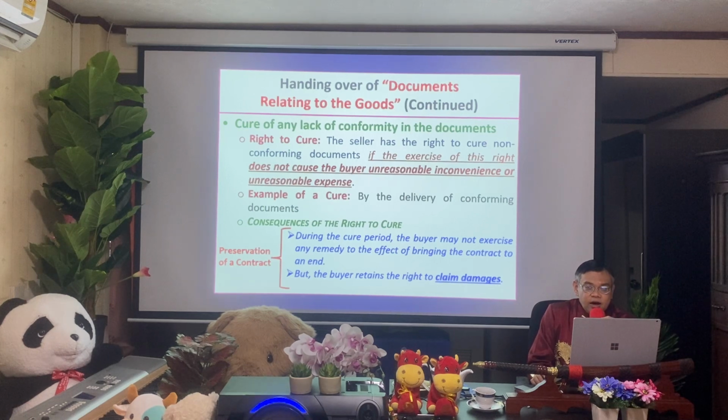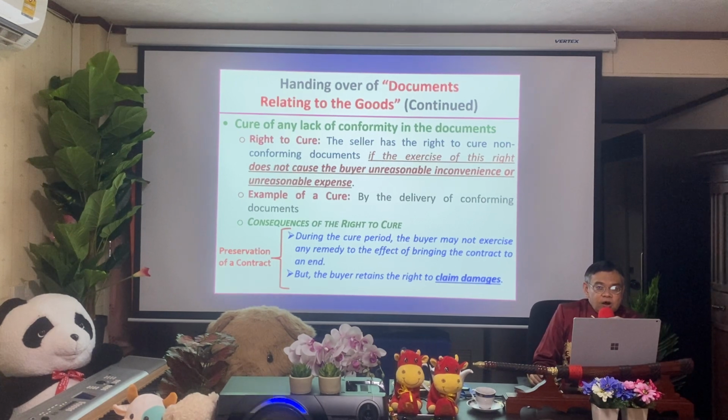Okay, so as I have just brought to your attention, when the seller expresses his intention to cure without causing unreasonable inconvenience or unreasonable expense to the buyer, the buyer will have to accept that cure, even though the cure may incur some loss on the buyer. The buyer may just claim damages, but the buyer may not exercise other remedies to the effect of destroying or bringing the contract to an end. So obviously the buyer may not exercise the right to avoid the contract, hence the preservation of the contract.